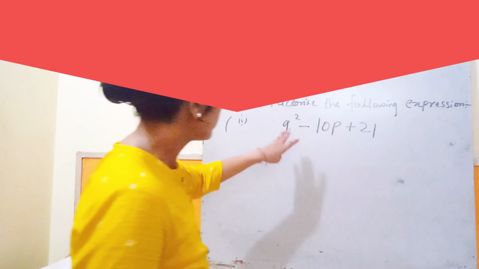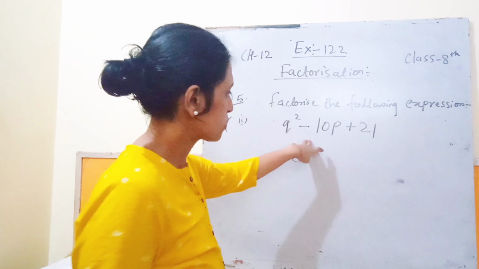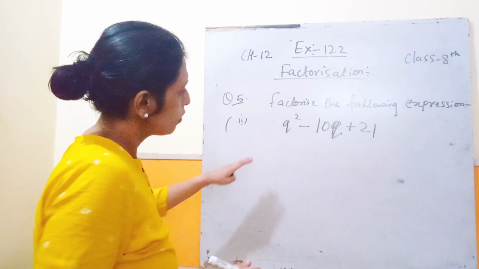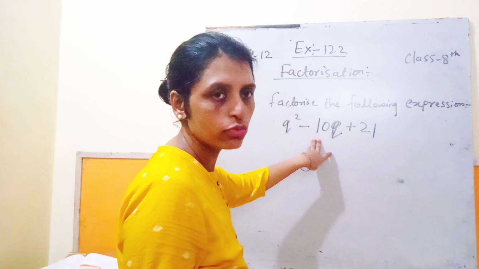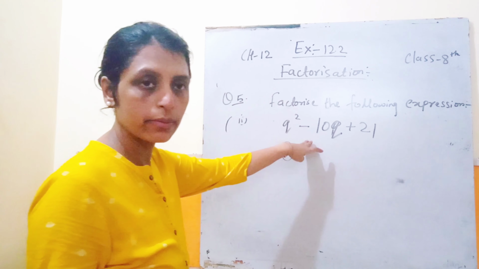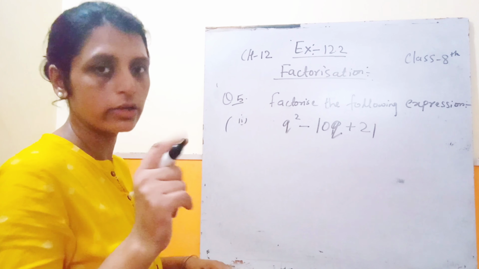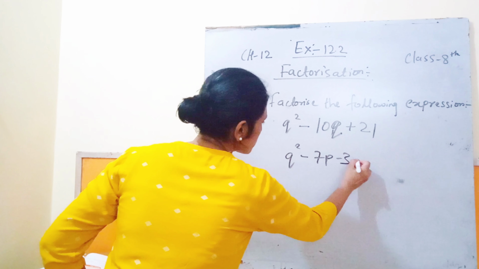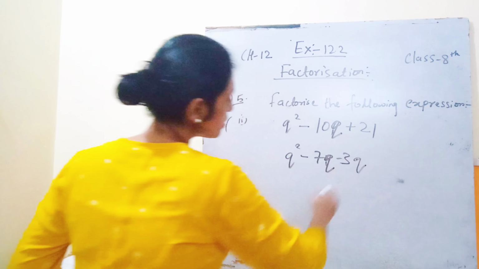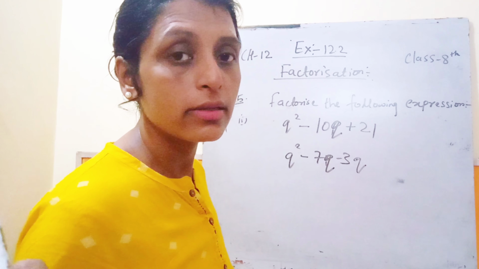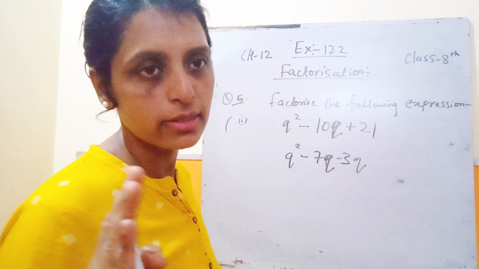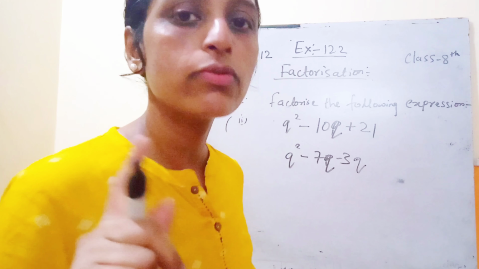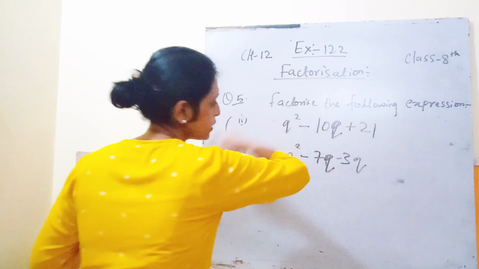Children, in the second part we have to factorize q square minus 10q plus 21. Again we have to split this middle term, and we will take two factors in such a way that when we add them we should get minus 10q, and when we multiply we should get 21q square. So those two factors can be minus 7q and minus 3q. Why? Because when we are adding two negative integers, the sign is minus. But when we multiply two negative integers we get a positive integer, that is why we get 21q square.